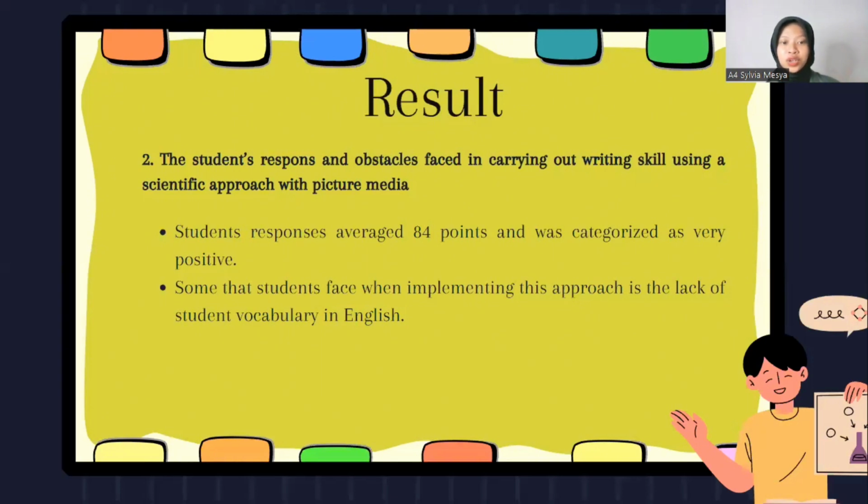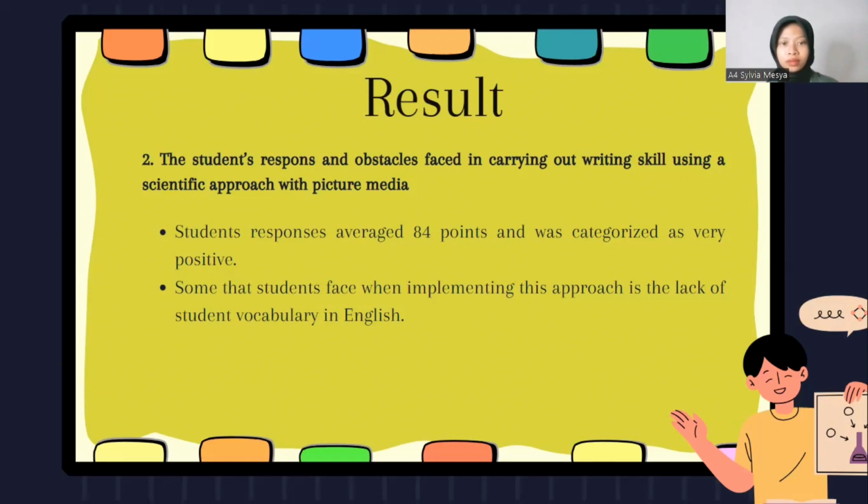And second, the student responses and obstacles in carrying out writing skill using the scientific approach with picture media. This result answers research question number 2. In this there are two points. First, the student response to the approach was 84, categorized as very positive. And then point 2, the obstacle students faced when implementing this research was their lack of vocabulary in English.